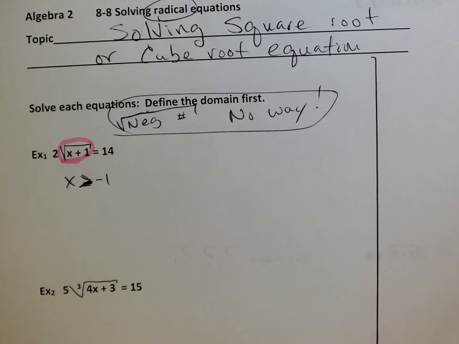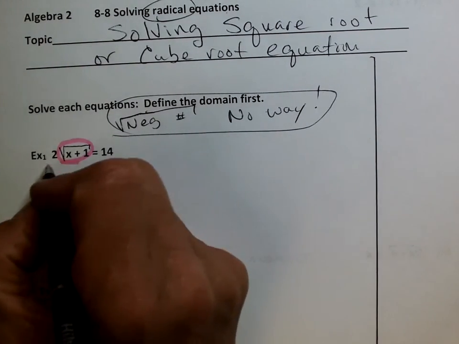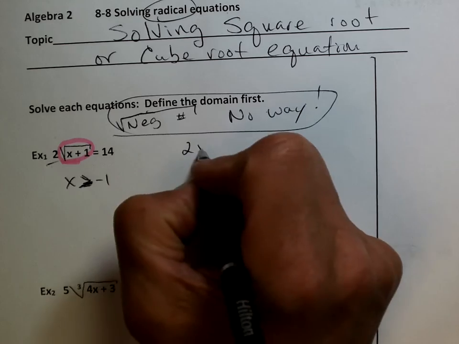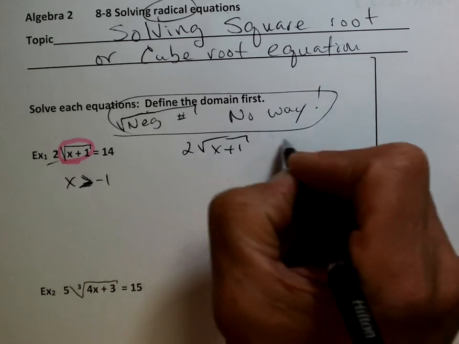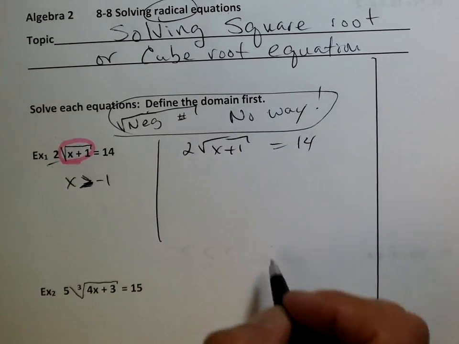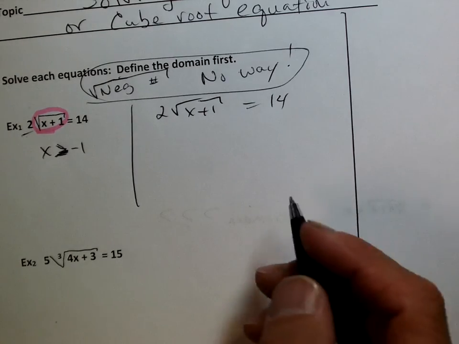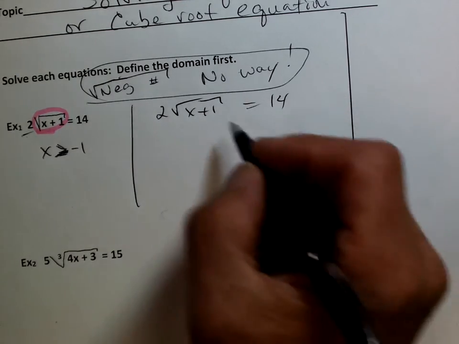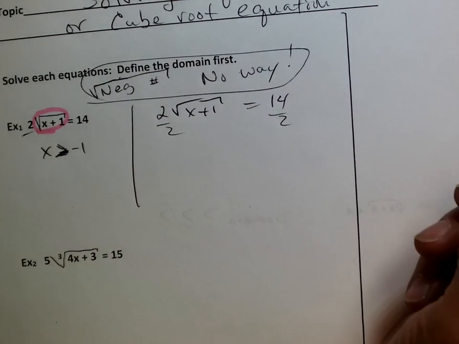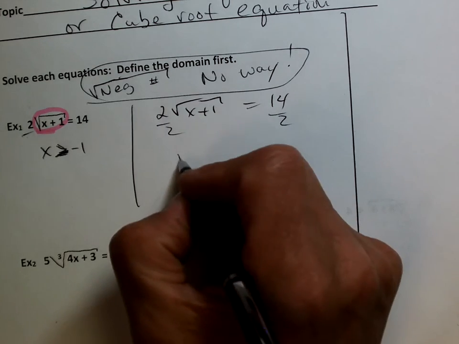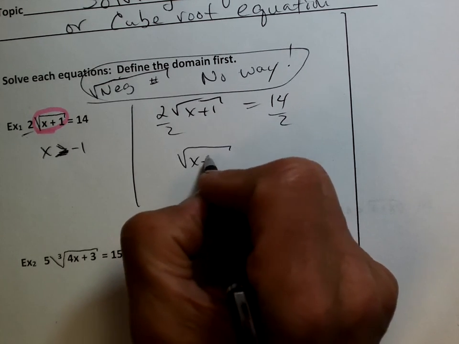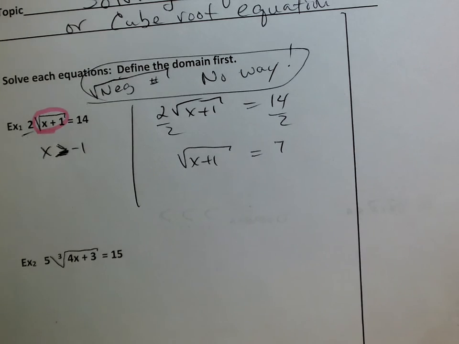So let's do this. Let's go ahead and solve it. So I'm going to solve like I always do. First step, 2 square roots of x plus 1 equals 14. Let's just solve, right? Divide by 2. Everybody agree? Divide by 2, divide by 2. So I'd have the square root of x plus 1 equals 7.